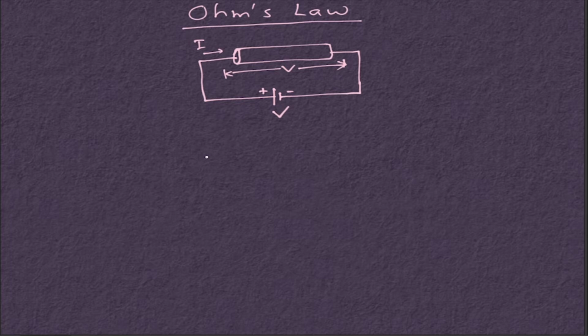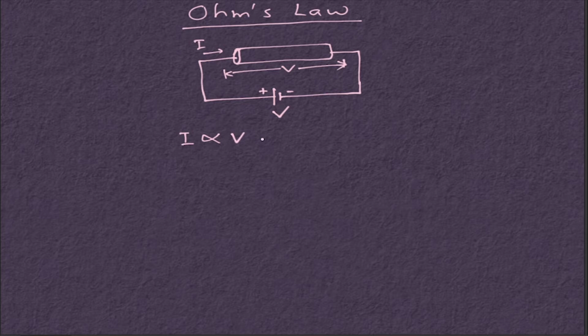Ohm's law was discovered by Georg Simon Ohm in the year 1827. Ohm's law states that the current flowing through a conductor is directly proportional to the voltage across the conductor, provided the temperature remains constant. So we can write that the current I flowing through the conductor is directly proportional to the voltage across the conductor, that is, the potential difference across the conductor. We will simply call it voltage.